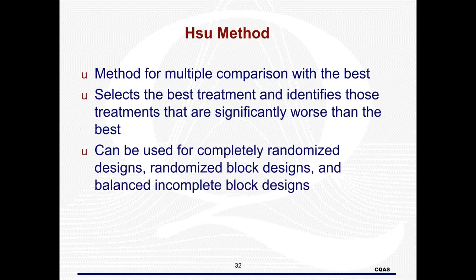Hsu's method addresses a slightly different question. Instead of comparing everything to a control, we're interested in identifying the best treatment. Once the best treatment has been identified, we then determine which treatments are significantly worse than that best treatment. This approach is useful when the goal is selection. For example, if we're screening manufacturing processes, fertilizer formulations, or product designs, we may simply want to know which options remain competitive with the best performer.